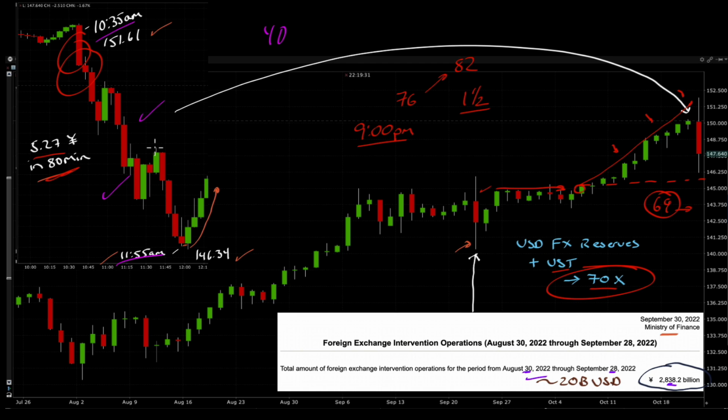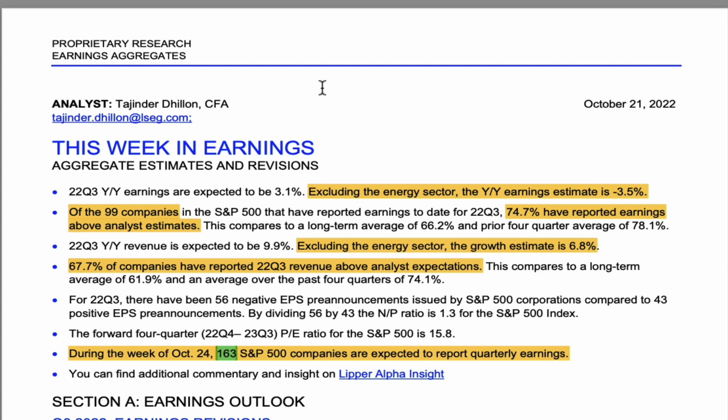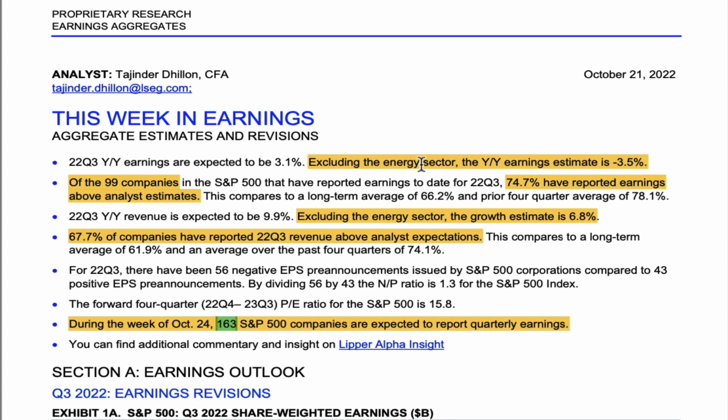You keep doing this. Okay, this week in earnings, what have we got? Excluding the energy sector, the year-over-year earnings estimate for the third quarter here for 2022 Q3 is expected to be down 3.5%. Of the 99 companies that have reported, 74.7% have reported earnings above analyst estimates. Excluding the energy sector, this is for revenue now, the growth estimate is 6.8%.